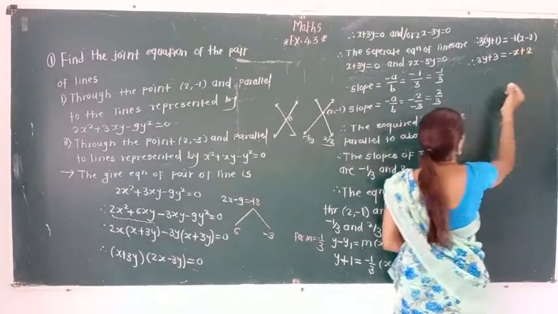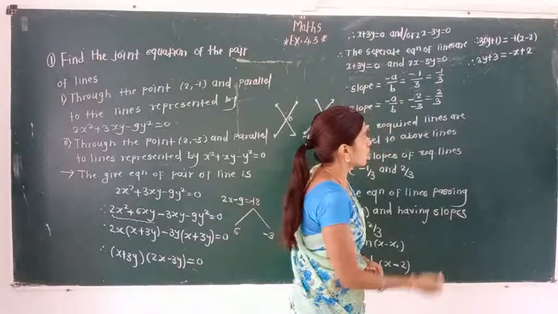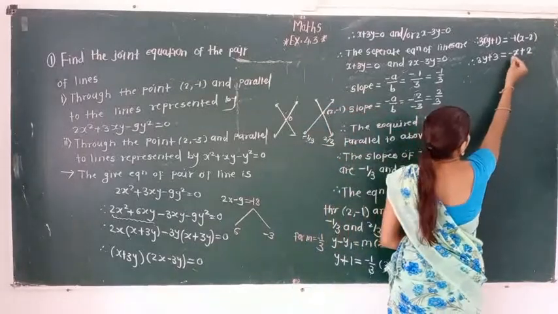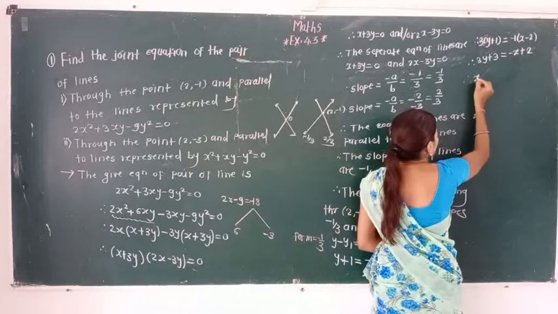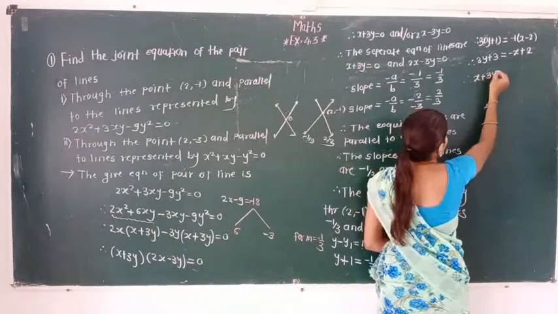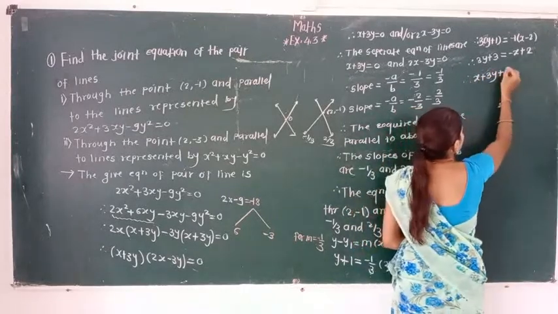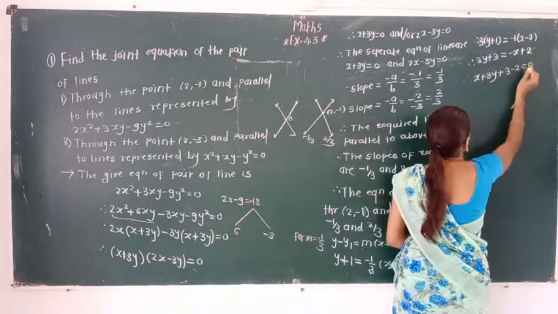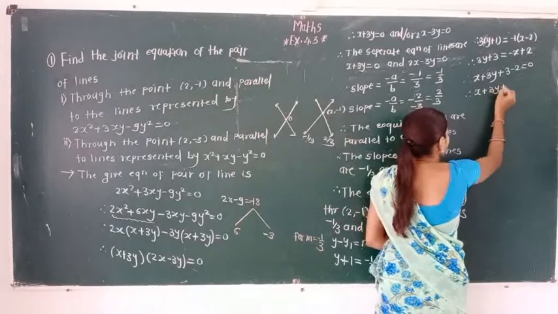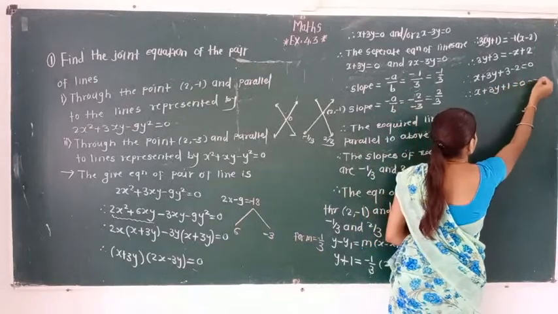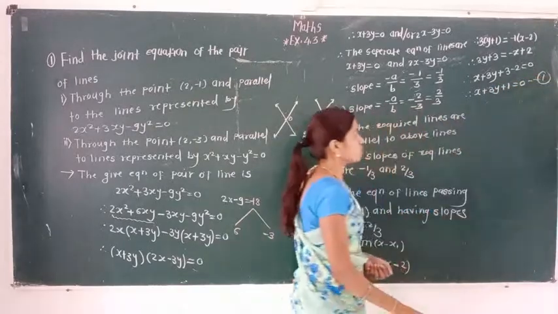Now take all terms to the left hand side. We have minus x, take this x to the left hand side. We can write x plus 3y plus 3 minus 2 is equal to 0. We get the equation x plus 3y plus 1 is equal to 0. This is the equation of the first line.